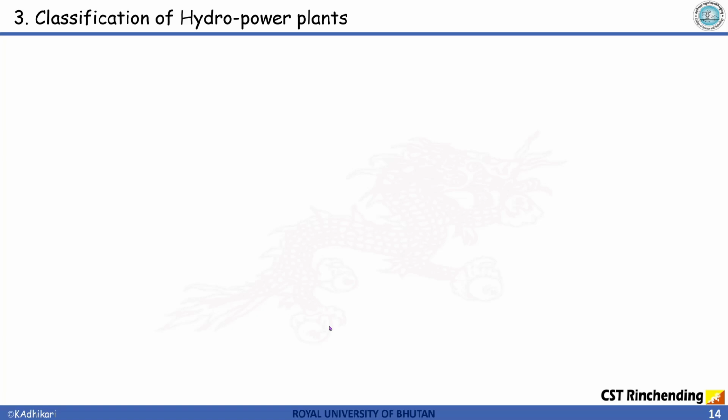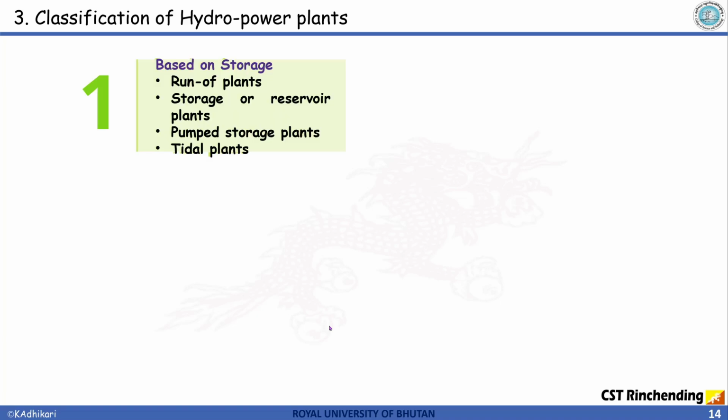So classification of hydropower plants, there are basically five different ways of categorizing hydropower plants. The first one is based on the storage. Based on storage, the hydropower plant is classified as runoff plants, storage or reservoir plant, pumped storage plant, and tidal plants. What these are, we are going to discuss in detail in subsequent sections. For now, let's understand the different ways that hydropower plants are classified.